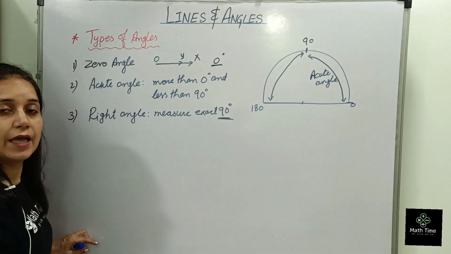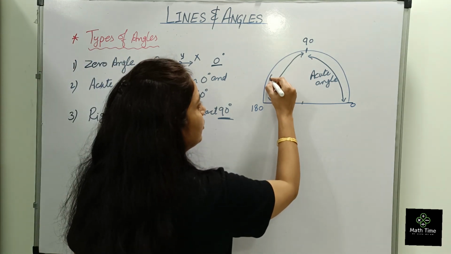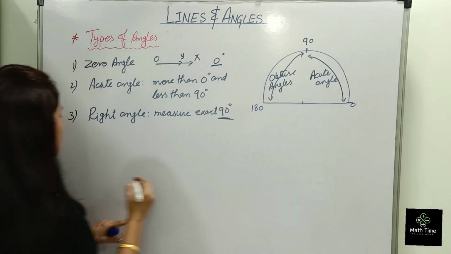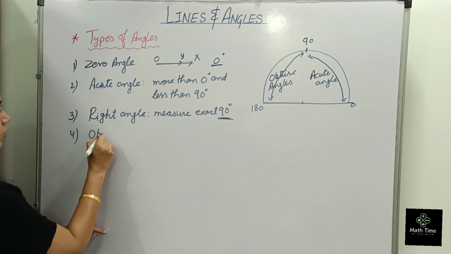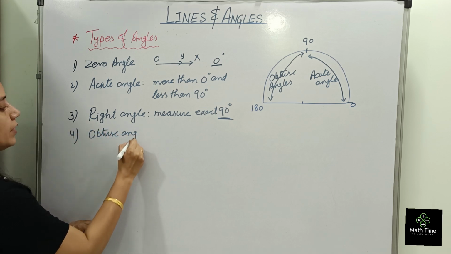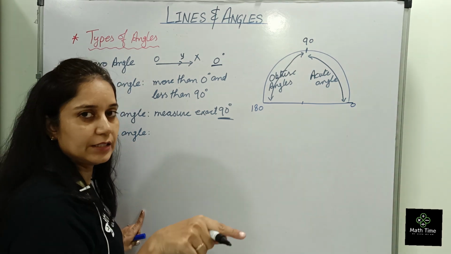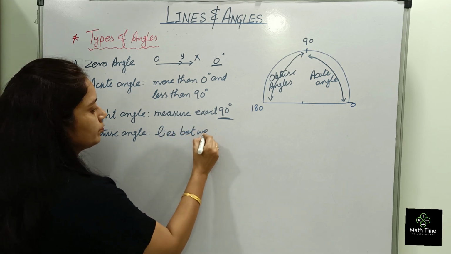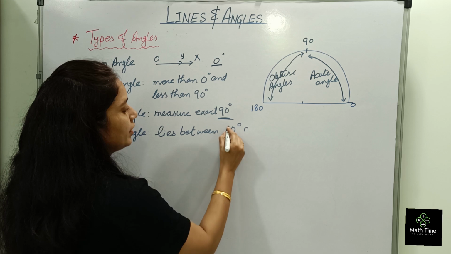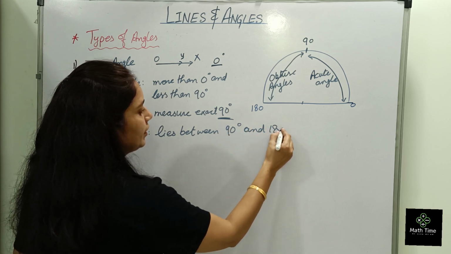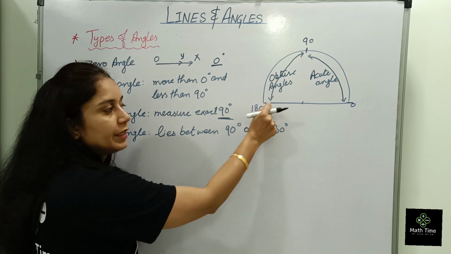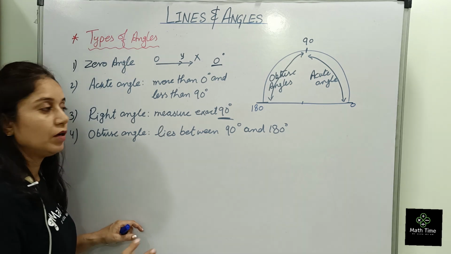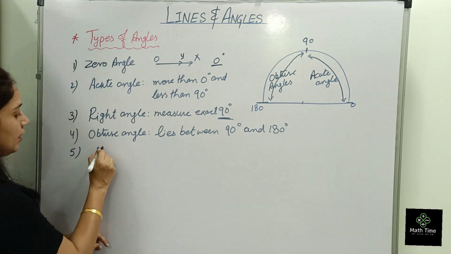After 90, that means more than 90 and less than 180 degree, the angles which fall in between these two are called obtuse angles. So our fourth type of angle is the obtuse angle. The measure of the angle is more than 90 and less than 180 degree. It lies between 90 degree and 180 degree. So we reach just before 180. Now what about 180? When your angle is exactly 180 degree, the next type of angle is called a straight angle.